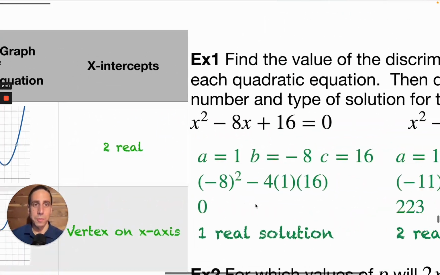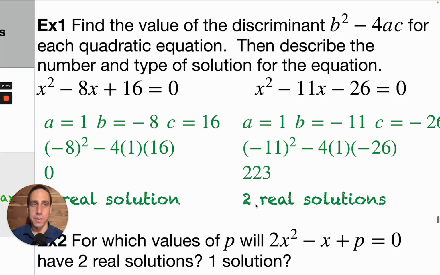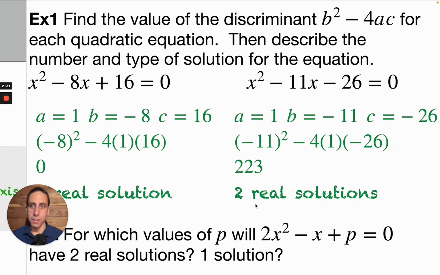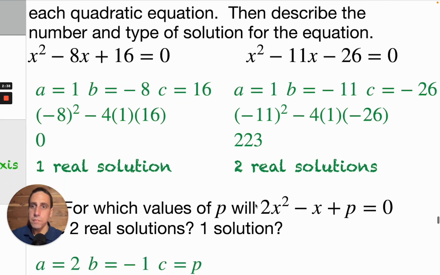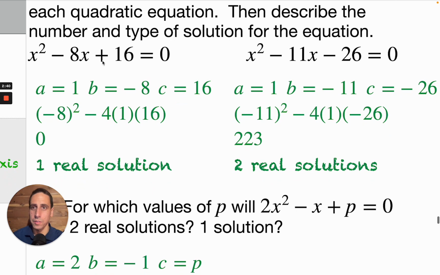So let's do some example problems. It says, find the value of the discriminant, b squared minus 4ac, for each quadratic equation. Then describe the number and type of solutions for the equation. So let's say you had x squared minus 8x plus 16 equals 0. Well, a is equal to 1, b is equal to negative 8, c is equal to 16. So you calculate b squared minus 4ac. Careful to keep that negative inside parentheses. This is 64 minus 64, which is 0. You get one real solution.